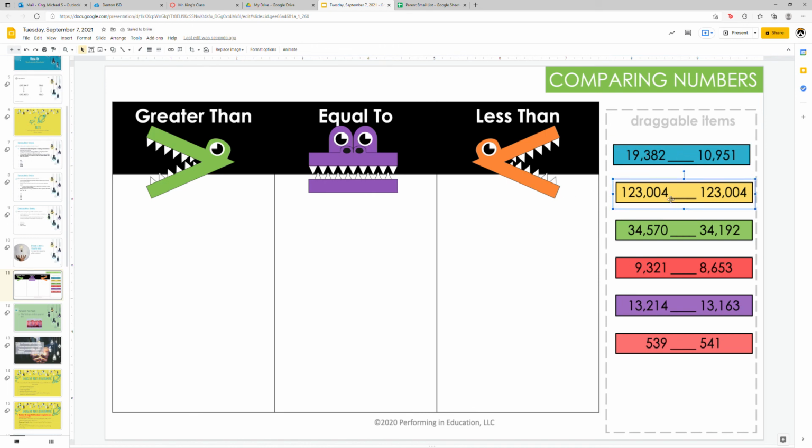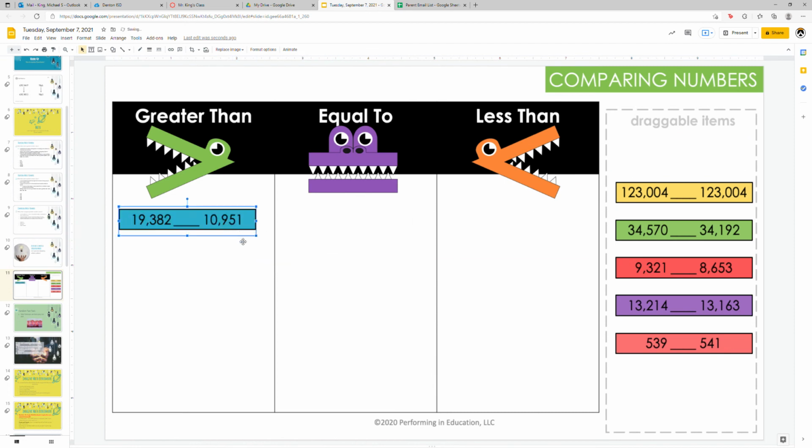You'll notice in each of these colored blocks on the right, there is an underlined area that's meant to be either the greater than, equal to, or less than symbol. So we're going to place these in the correct column based on whether that number on the left is greater than, equal to, or less than the number on the right. So let's start with that first one at the top of the list. I've got two numbers, 19,382 and 10,951. Obviously, the 19,382 is the larger number, so it's greater than 10,951. So it needs to go in the greater than column.